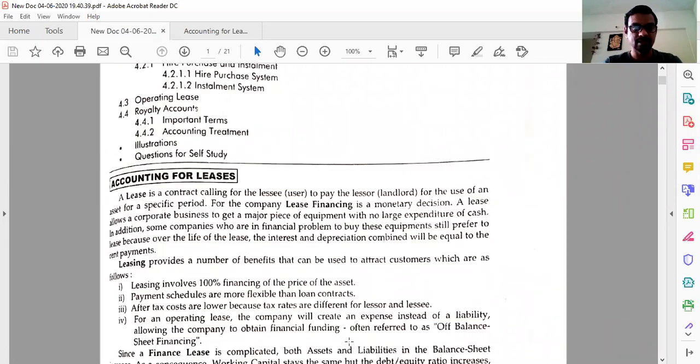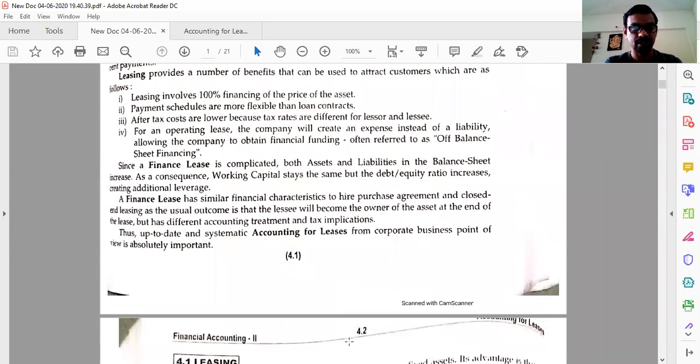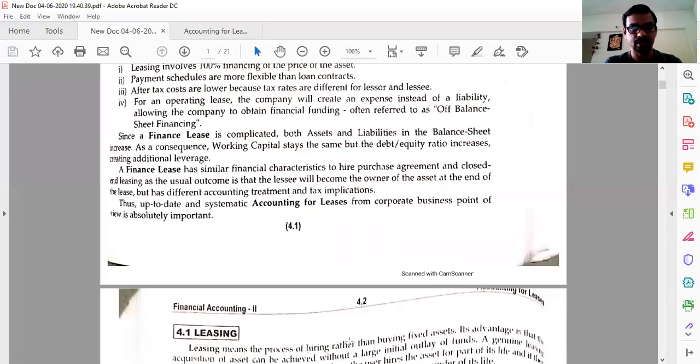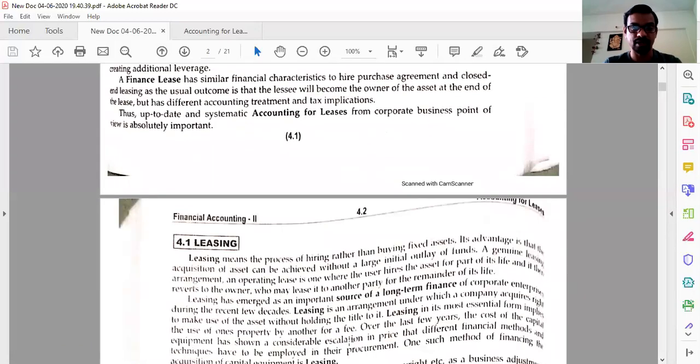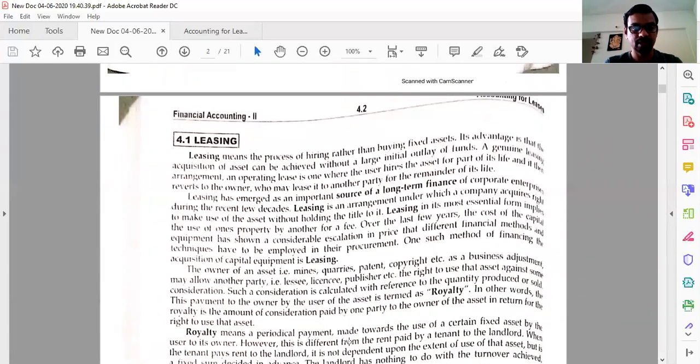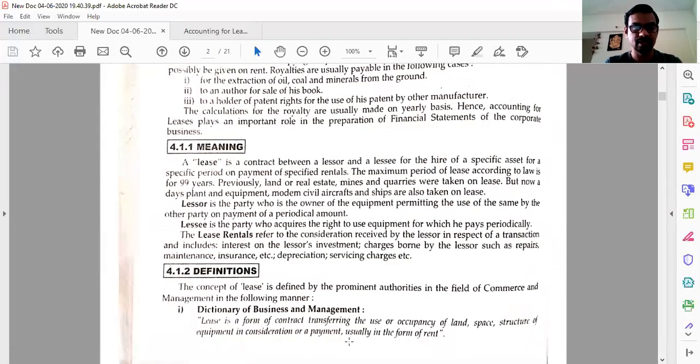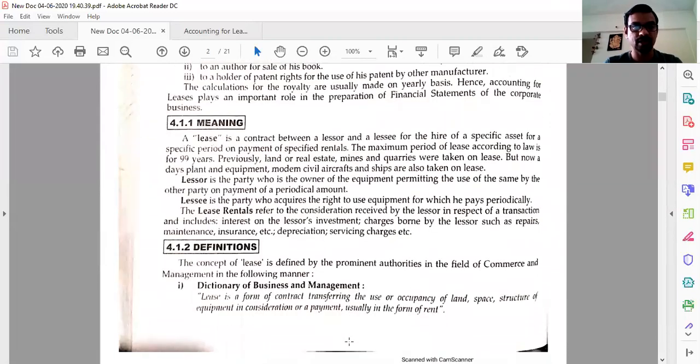What is a lease? A lease is a contract calling for the lessee, who is the user, to pay the lessor, who is the landlord, for the use of an asset for a specific period. So, a lease allows a corporate business to get a major piece of equipment with no large expenditure of cash, means without expending so much money. Under that, the corporate can enjoy the right of the asset. That's why lease is very useful for the business organization.